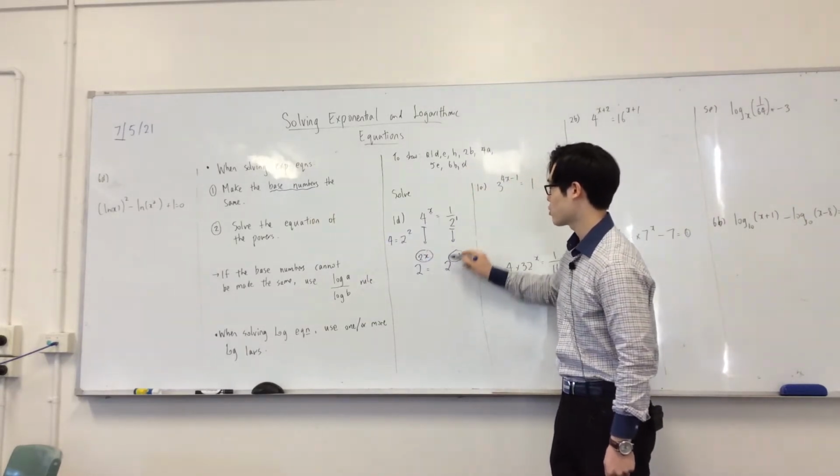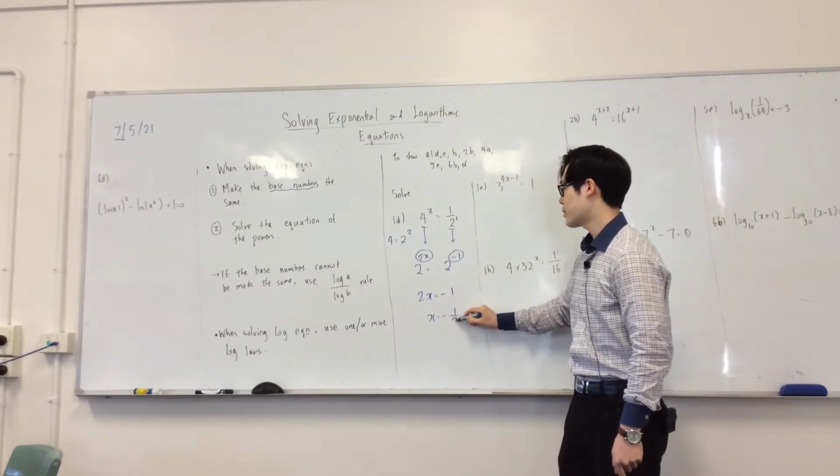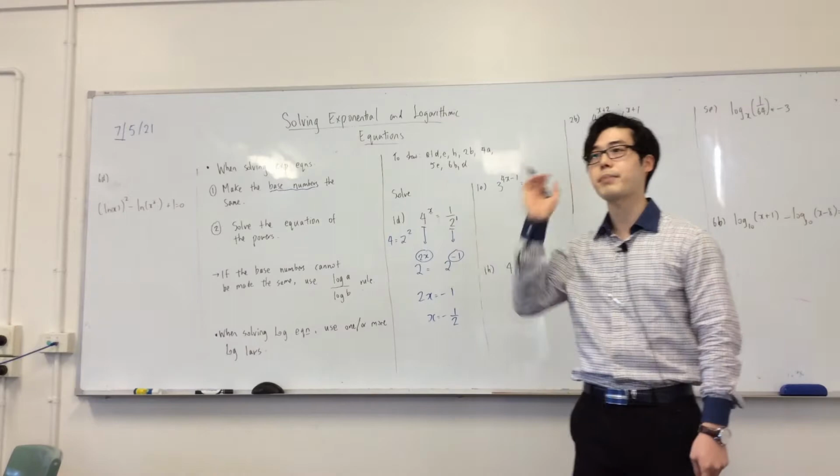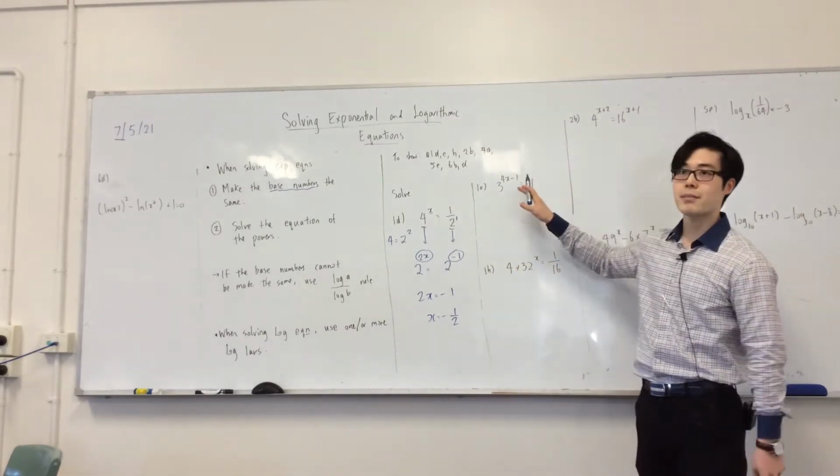So all you need to do now is just look at the powers. So write them out separately like this, and then just solve it. All right? So that's how you solve exponential equations. Make the base numbers the same, solve the powers. Okay? Let's apply the same thing here.